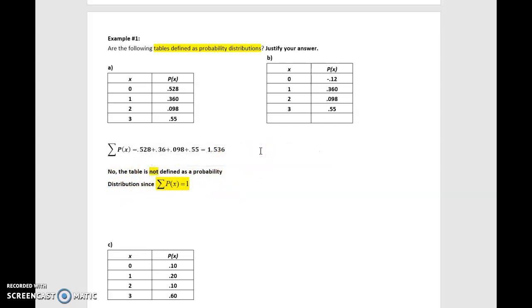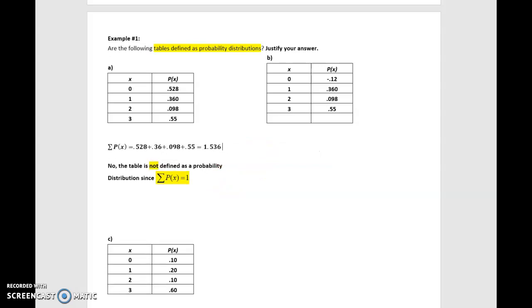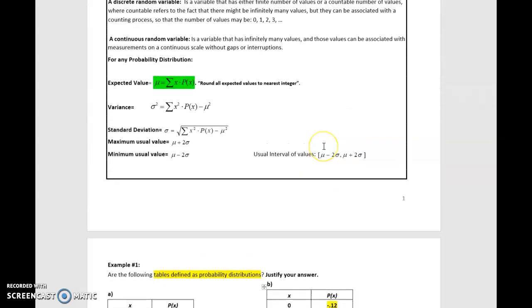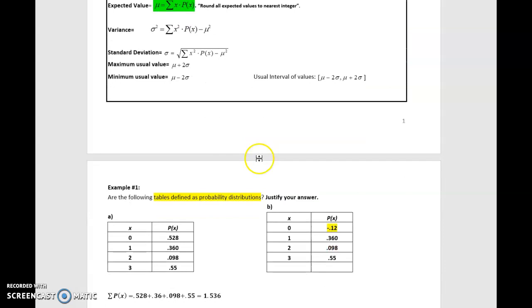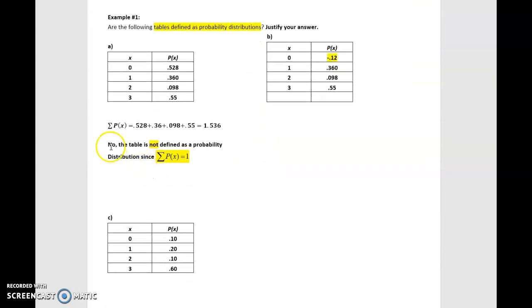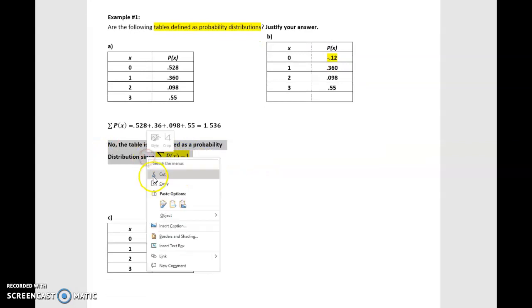Let's take a look at problem B. And problem B, it's actually easy to spot because of this negative value. In other words, all the values for the probability distributions are supposed to be between 0 to 1. So we would say on this one, no, the table is not defined as a probability distribution.